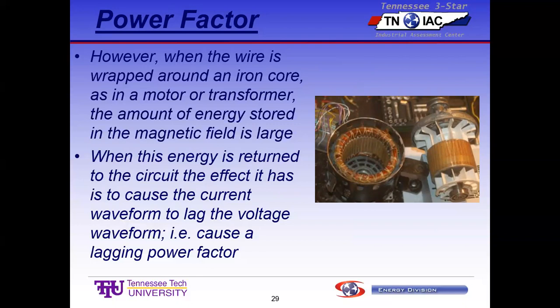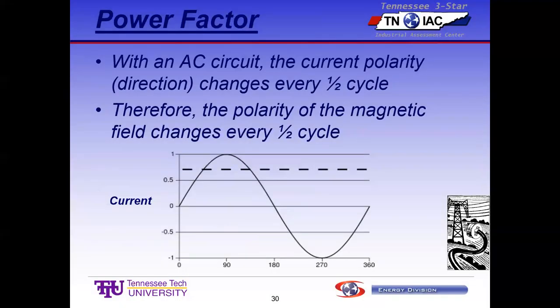However, when a wire is wrapped around an iron core, as in a motor, a transformer, or an induction motor, the amount of energy stored in the magnetic field becomes very large. When this energy is returned to the circuit, it has the effect of causing the current waveform to lag the voltage waveform, i.e. causing a lagging power factor. And those are some pictures of coils from motors and whatever.